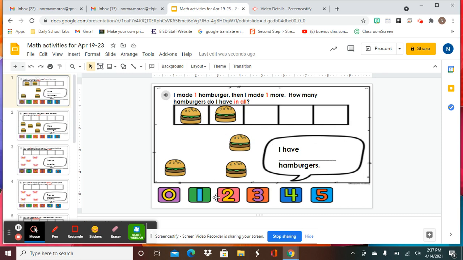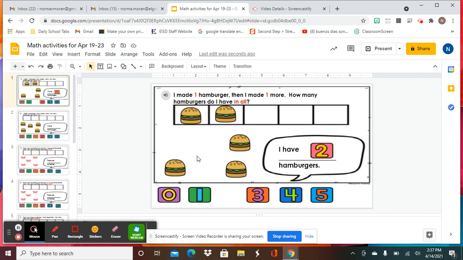Okay, so now we have to go down here and look for number 2. Is this number 2? No, that's number 0. Is that number 2? Nope, that's number 1. Is this number 2? Yep. So I'm going to grab number 2 and I'm going to put it right here, right on the blank. So now it says I have 2 hamburgers.